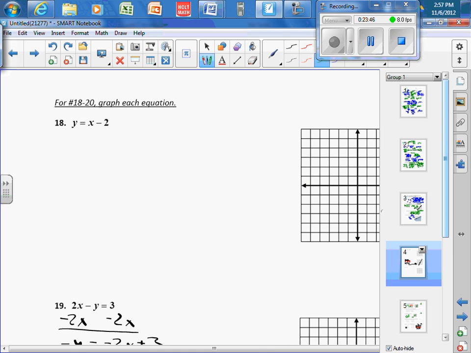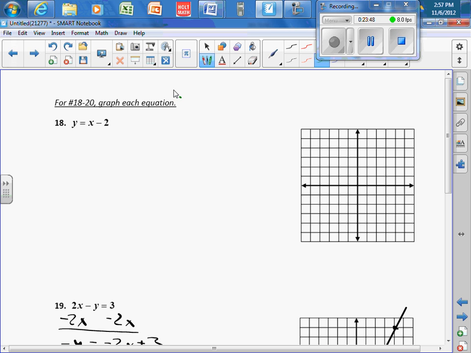Page 4, we're graphing these equations. Negative 2 is on the y-axis. That's our y-intercept. The slope is 1 over 1. So I'm going to rise 1, run 1. Draw my line.